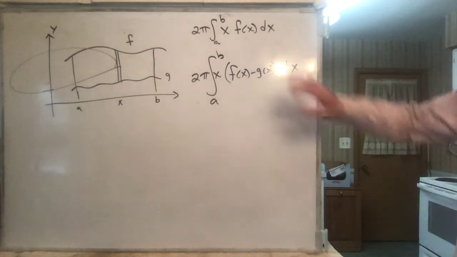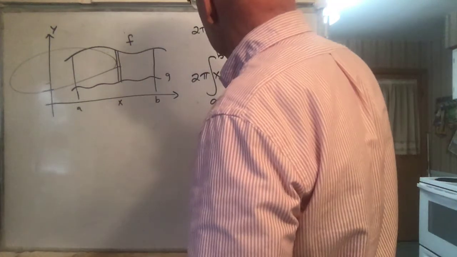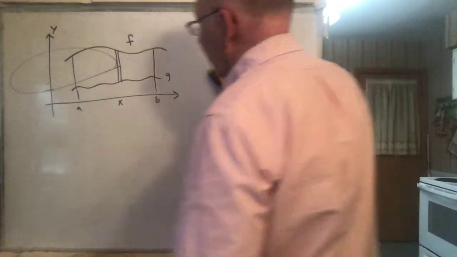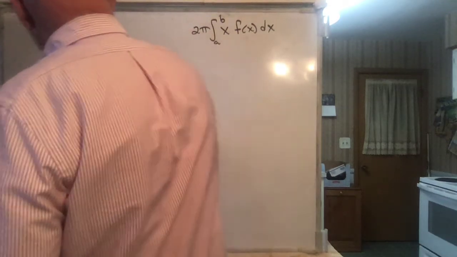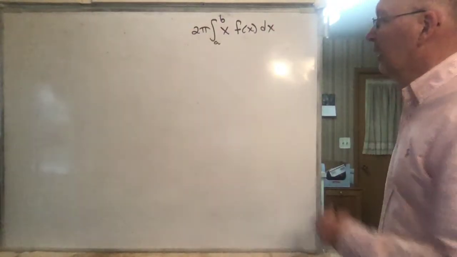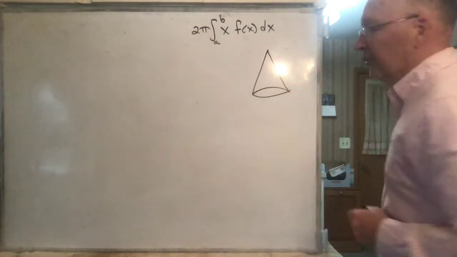Okay, so again, don't memorize the formula. Understand it. Okay, that's what we're after here. So let's go ahead and use this method to do the two problems that we ended last time with. Let's find the volume of a cone and also the volume of a sphere.